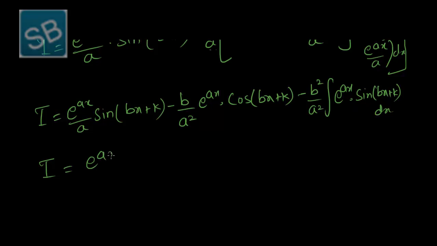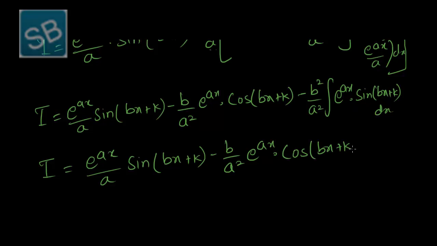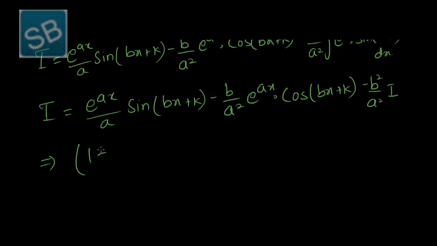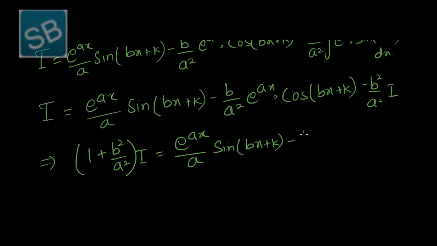So we get e raised to power ax over a sine bx plus k minus b over a square e raised to power ax into cos of bx plus k minus b square over a square I. So from here we get 1 plus b square over a square, outside I, is equal to e raised to power ax over a sine of bx plus k minus b over a square e raised to power ax cos of bx plus k plus c, that is the constant of integration.